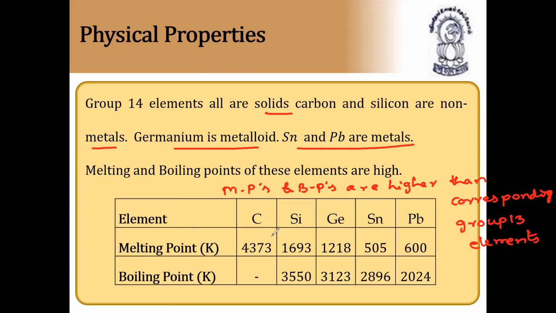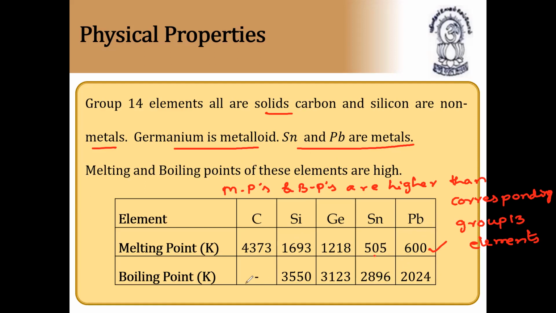You can see here the melting point of carbon is 4373 kelvins, silicon 1693, germanium 1218, tin 505, and lead is slightly increasing, at 600 again. So the melting point and boiling point decrease down the group. However, the melting point of tin is lower than that of lead. This is due to the decrease in the interatomic force of attraction. The interatomic force of attraction is more for lead when compared to tin.